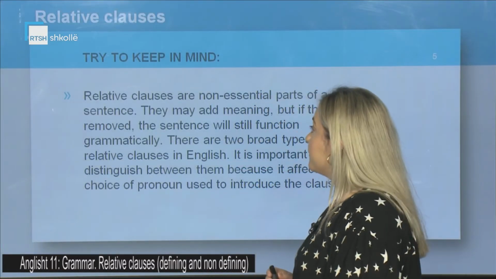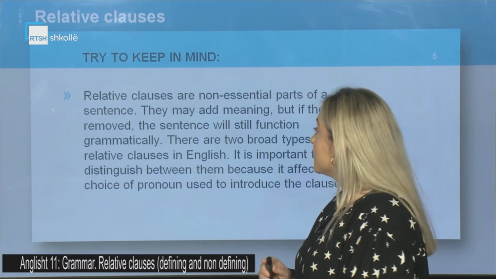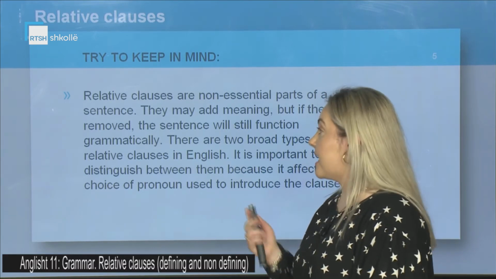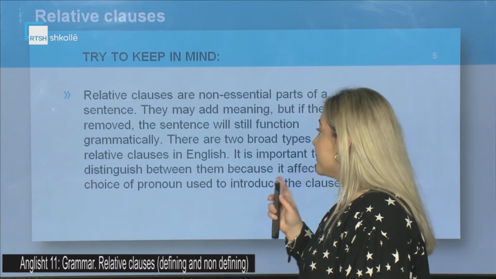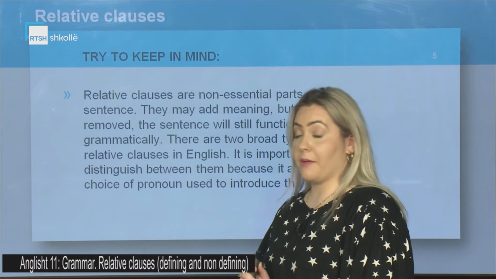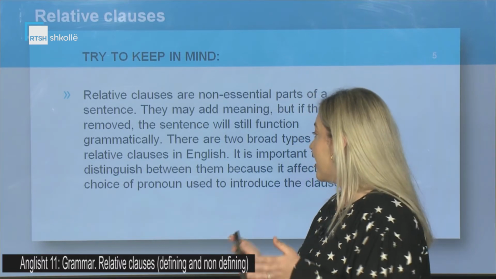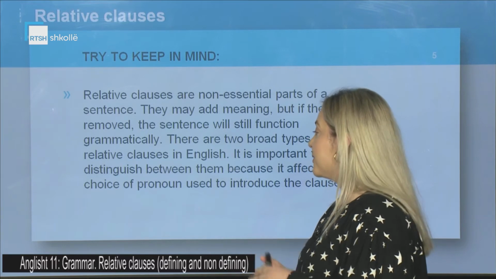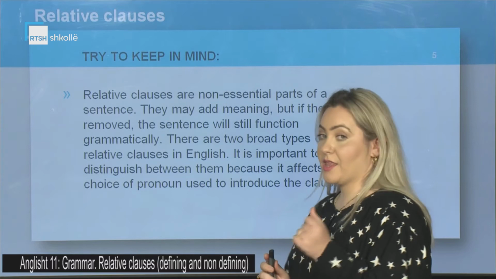Try to keep in mind about relative clauses: relative clauses are non-essential parts of a sentence. They may add meaning, but if they are removed, the sentence will still function grammatically. There are two broad types of relative clauses in English. It is important to distinguish between them because it affects the choice of pronoun used to introduce the clauses.